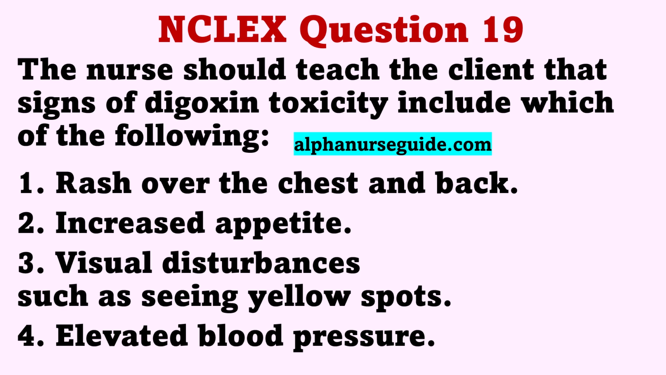The correct answer is 3. Colored vision and seeing yellow spots are symptoms of digoxin toxicity. Abdominal pain, anorexia, nausea, and vomiting are other common symptoms of digoxin toxicity. Additional signs of toxicity include arrhythmias, such as atrial fibrillation or bradycardia. Rash, increased appetite, and elevated blood pressure are not associated with digoxin toxicity.